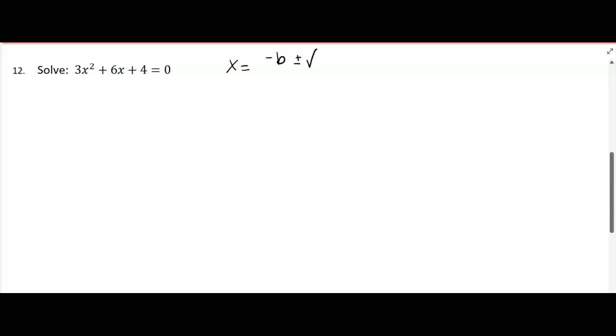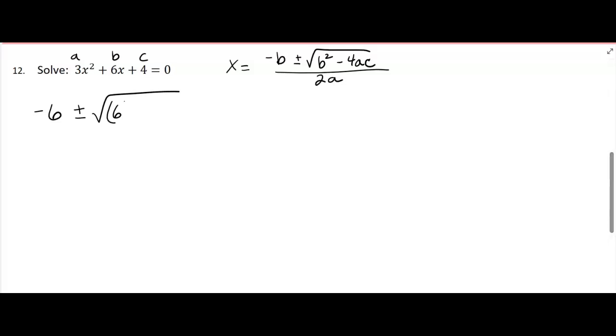The opposite of b plus or minus the square root of b squared minus 4ac over 2a. A lot of people love the quadratic formula. It's your go-to, it's your backup when another way looks tricky. It's not always the easiest method to use, but it is our backup. So here a is 3, and b is 6, and c is 4. So we're going to plug those all in. The opposite of 6 plus or minus the square root of 6 squared minus 4 times 3 times 4, all over 2 times 3.